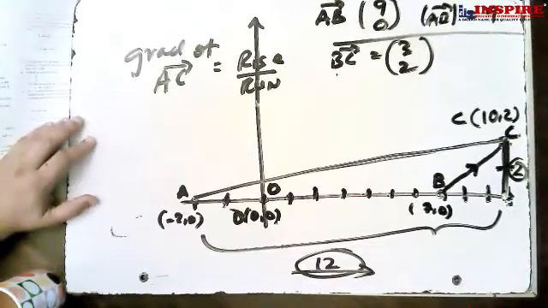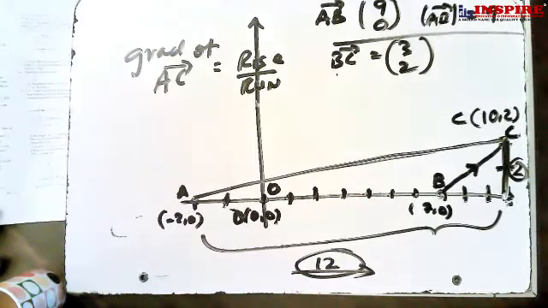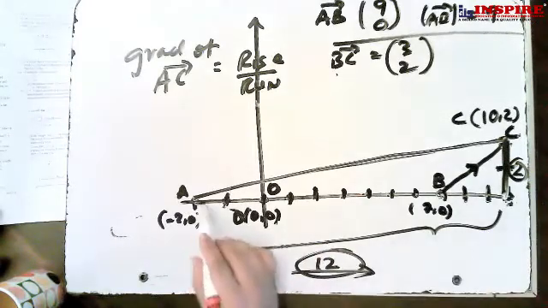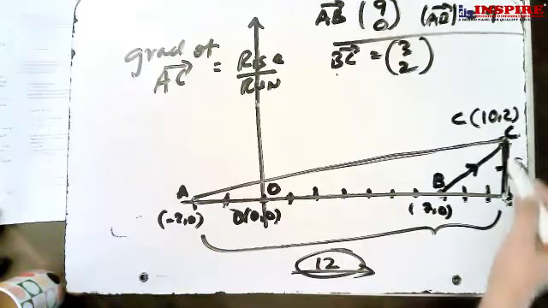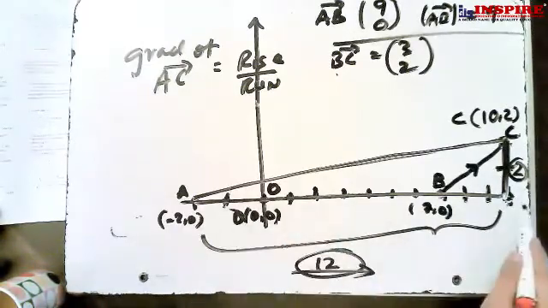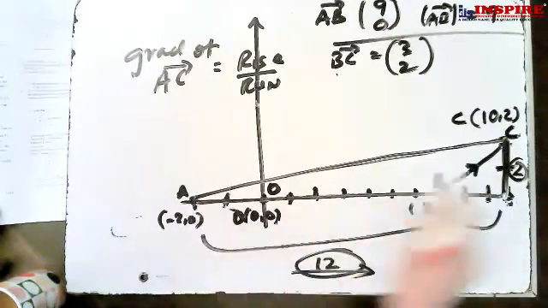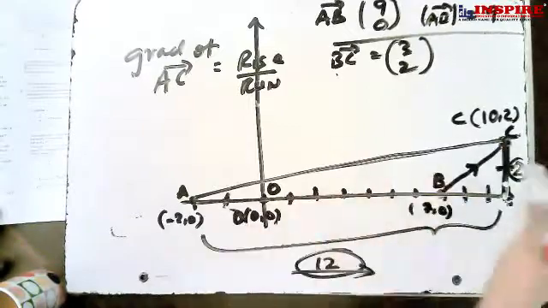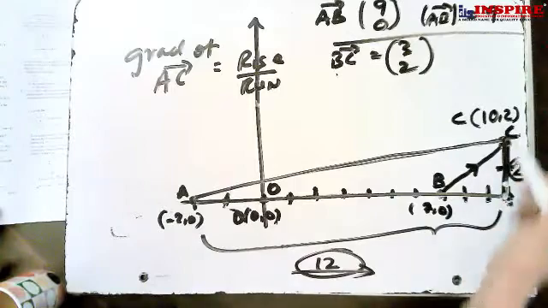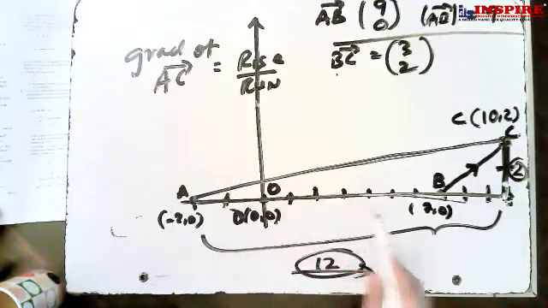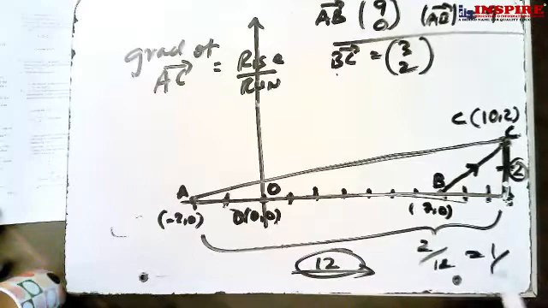Zoya, are you with me? Do you understand the walk? Ali bin Asher, did you understand the walk? What's the gradient? Rise over run. What's the rise? 2. What's the run? 12. 2 divided by 12. 1 over 6.